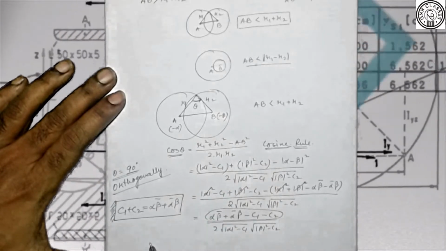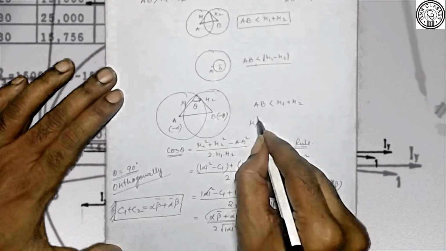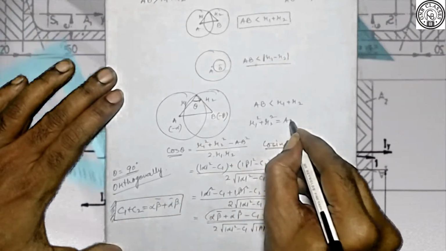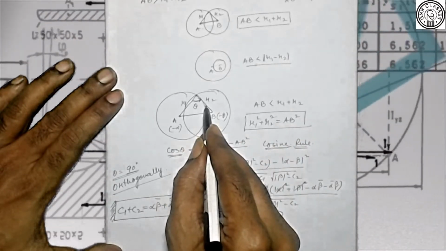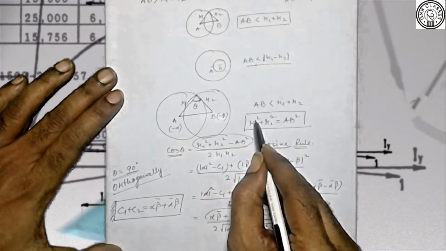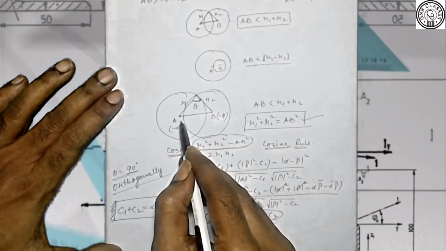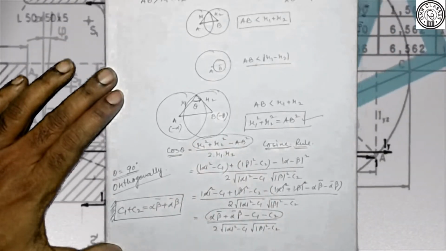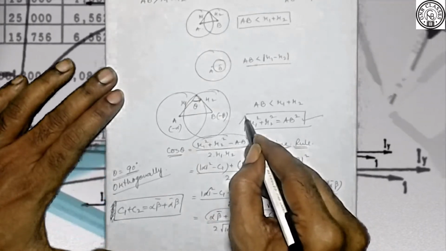And the most important thing which you have to remember is that the sum of the squares of the radii will be equal to the square of the distance between their centers when the curves intersect each other orthogonally, because this part will become 0. Am I correct? So R1 square plus R2 square will be equal to AB square when these two circles intersect each other orthogonally. Is it clear or not? Absolutely. So we have to remember this as well as this.